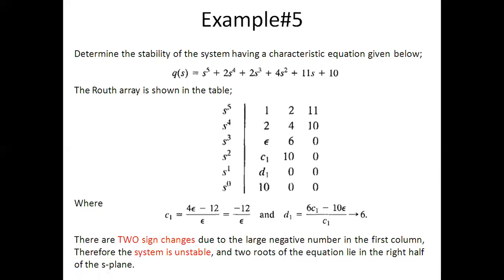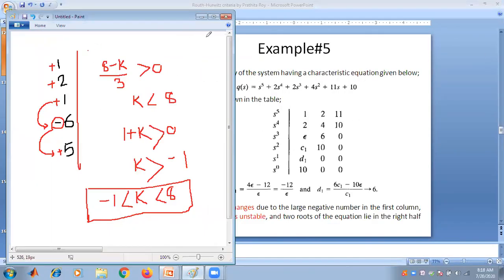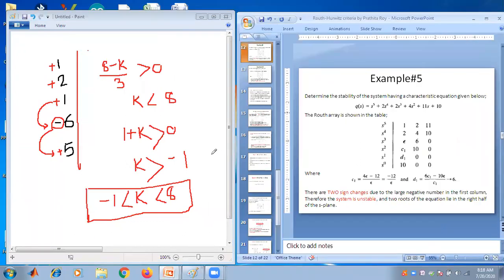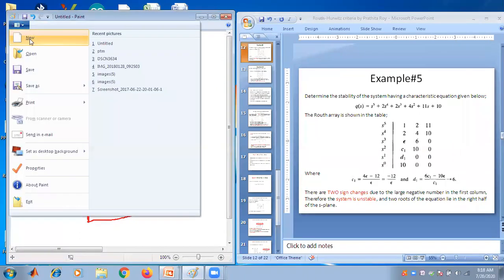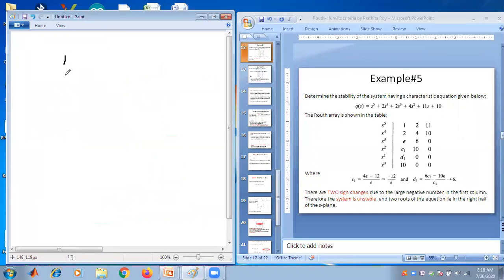If I concentrate on the first column of the Routh array, it is 1, 2, epsilon, c1 is minus 12 by epsilon, d1 is 6, and then 0. Epsilon is a very, very small positive value where epsilon tends to 0. From positive to positive, no sign change. Again from positive to positive, no sign change. But there is a sign change here because it is going from positive to negative.